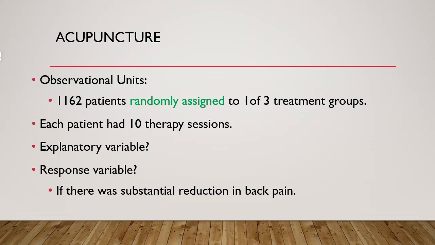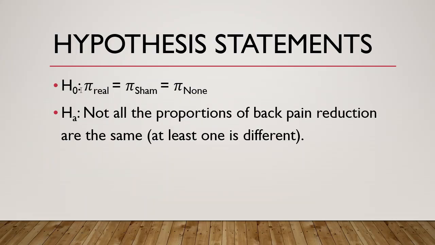Okay, so let's set up our hypothesis statements now. Pi is going to be the true population proportion of people who get a reduction in back pain after getting a treatment. So pi real would be the proportion who have substantial reduction in back pain after 10 treatments of real acupuncture. Pi sham would be the true proportion of people who would get a substantial reduction in back pain after getting the fake acupuncture.